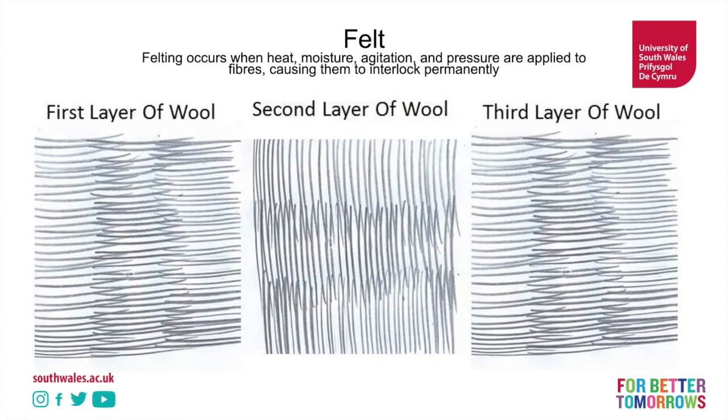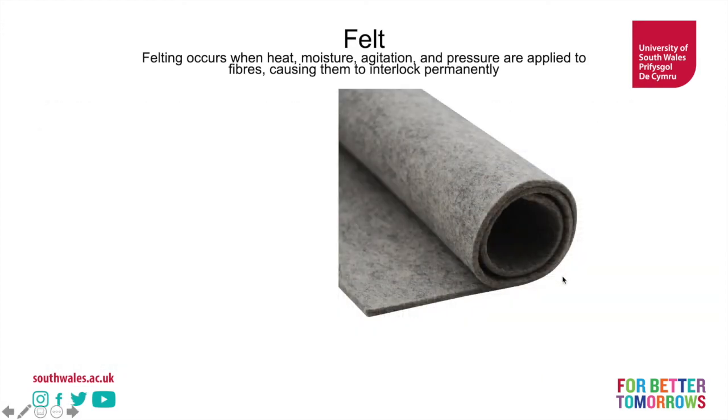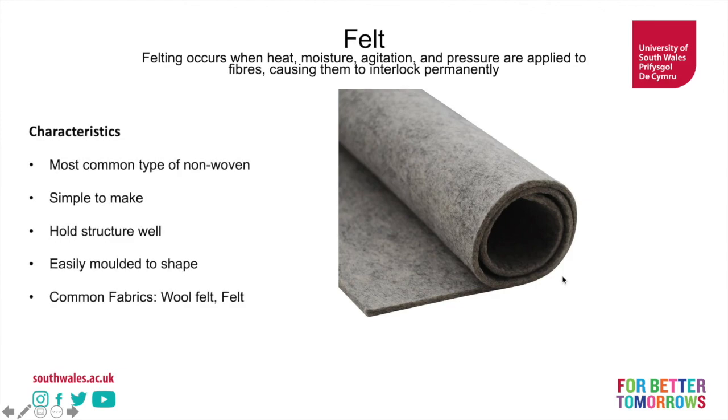So we might lay a first layer of wool, say left to right, and then up and down for the second, and then left to right again for the third. This should give us enough coverage to create felt. And this is our end product, something like this. Now, of course, those of you who've made felt at home, it doesn't really look like this, but on an industrial scale, it will definitely look this smooth. It's the most common type of non-woven fabric.